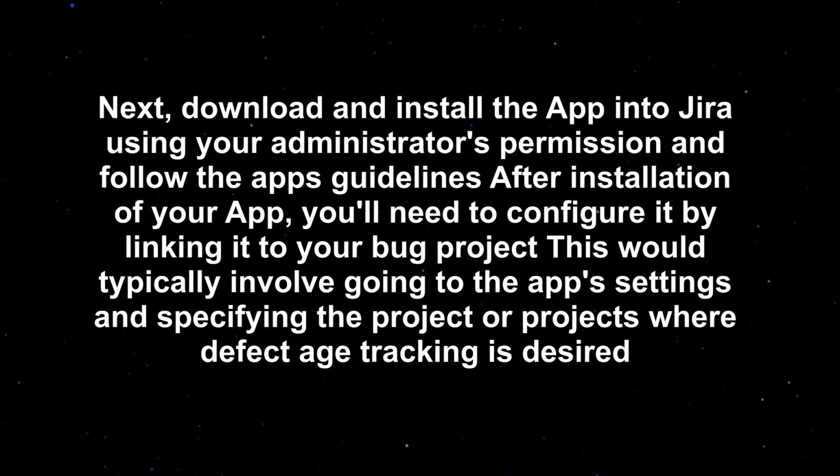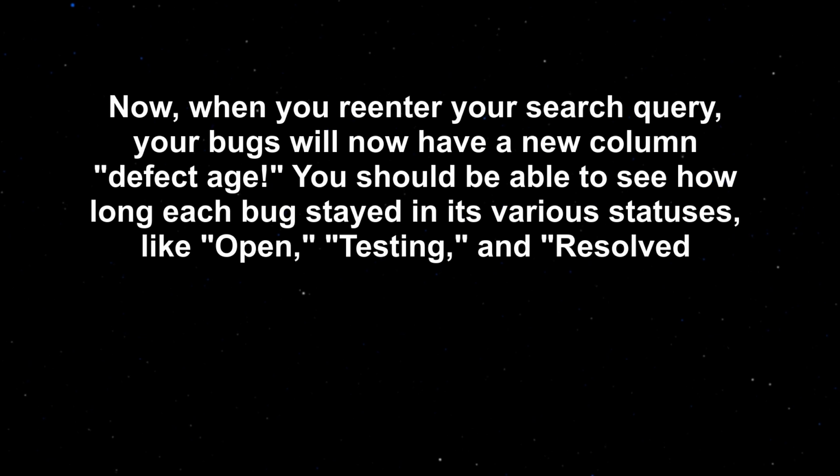Next, download and install the app into Jira using your administrator's permission and follow the app's guidelines. After installation of your app, you'll need to configure it by linking it to your bug project. This would typically involve going to the app settings and specifying the project or projects where defect age tracking is desired. Now, when you re-enter your search query, your bugs will have a new column, defect age.